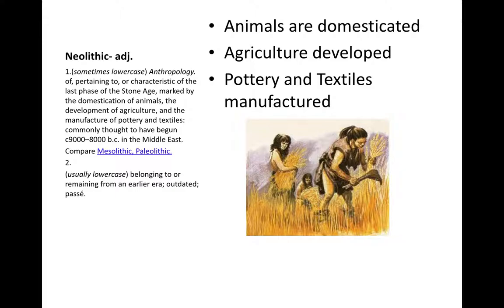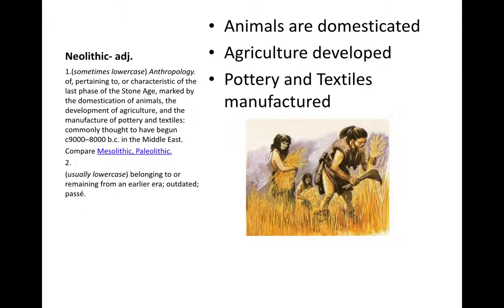Next word is Neolithic. That's an adjective. Again, this is an anthropology term. It's of or pertaining to or characteristic of the last phase of the Stone Age, and it's marked by the domestication of animals, the development of agriculture, and the manufacture of pottery and textiles. It's commonly thought to have begun around 9000 to 8000 BC, or as we say in class, BCE, in the Middle East.